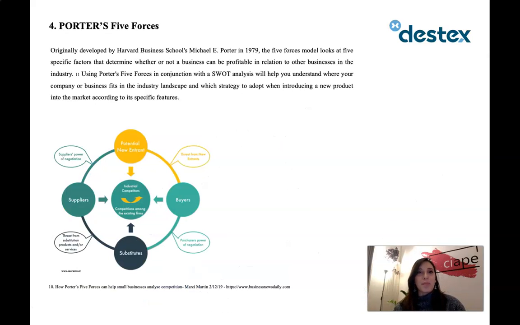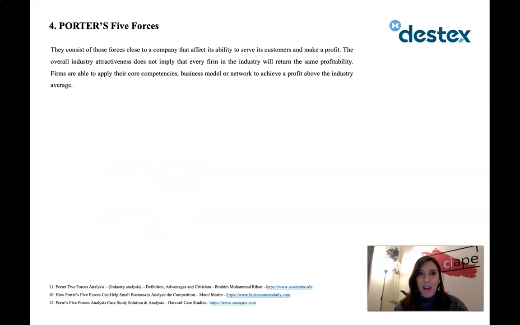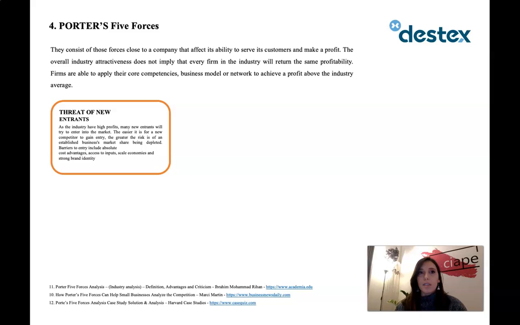The 5 forces model looks at 5 specific factors determining whether or not a business can be profitable in relation to the other businesses in the industry. Using Porter's 5 forces in conjunction with a SWOT analysis will help you understand which strategy to adopt for your company's scopes. Specifically, the 5 forces taken into consideration in Porter's model are: threat of new entrants.